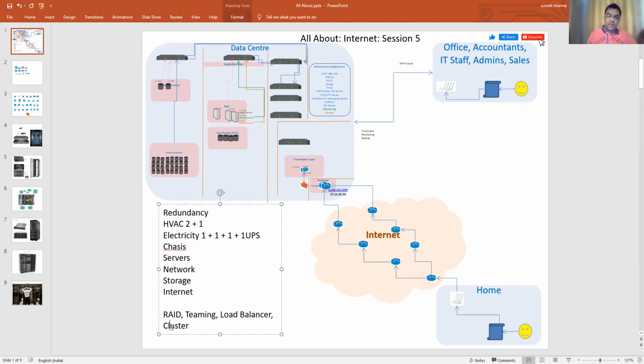Now, cluster. Why cluster? What is the need of the cluster? While the load balancer is there, why should we have the cluster? Cluster manages the resources behind. Behind means that there is one IP address in the front and there are resources at the back end.